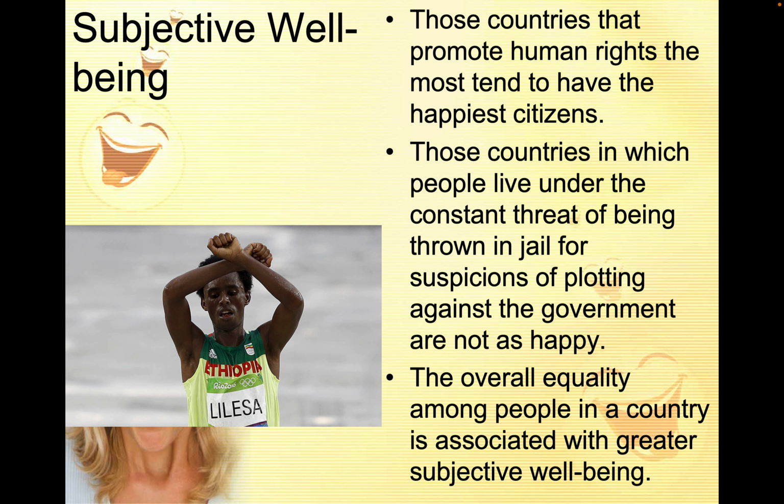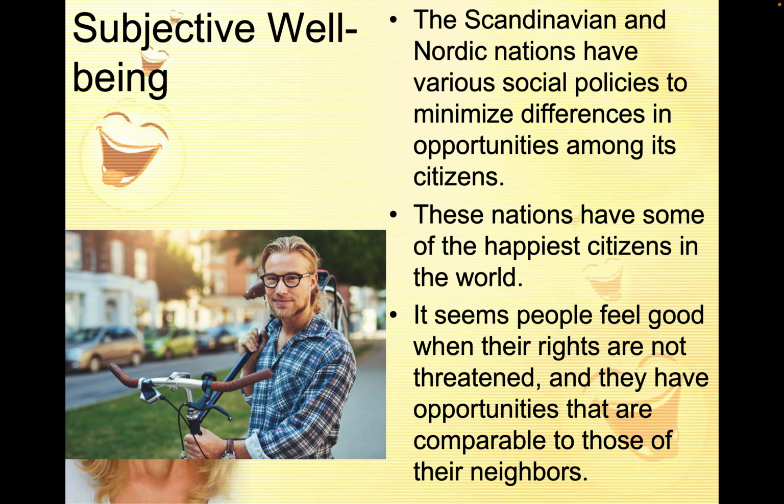The overall equality among people in a country is associated with a greater subjective well-being. And this is a picture of an individual who won the Olympic marathon, I believe, and he was from Ethiopia. Ethiopia is having domestic problems right now, and the symbol that he has raised, hands tied together, is the symbol he used to show that his brothers are being incarcerated. Not happy.